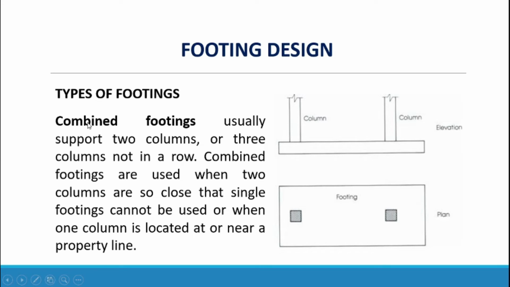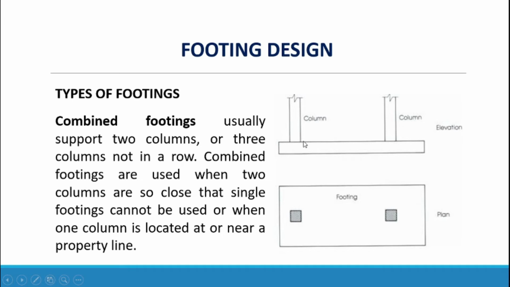And if you have two columns that are near to each other, we can use combined footings. They usually support two columns, or three columns not in a row. Combined footings are used when two columns are so close that single footings cannot be used, or when one column is located at or near a property line. So we have two columns that are near each other.